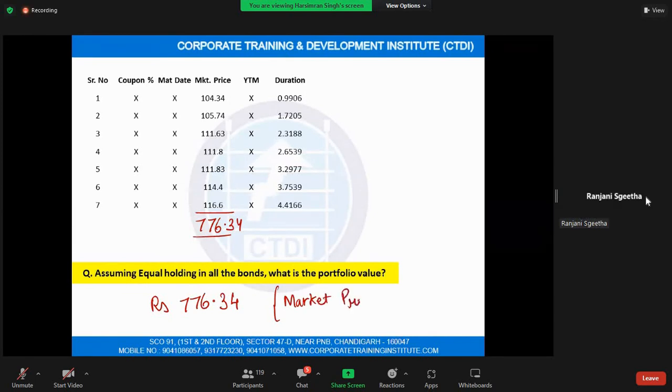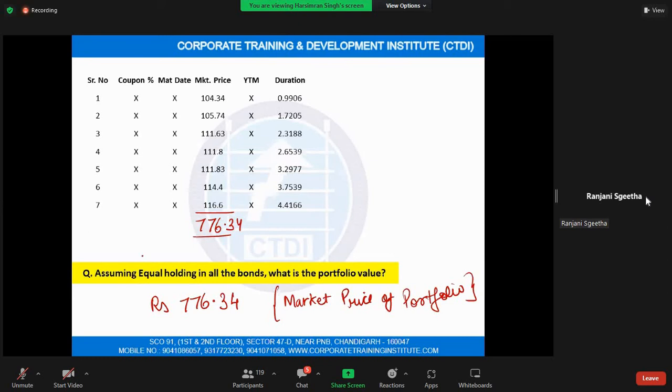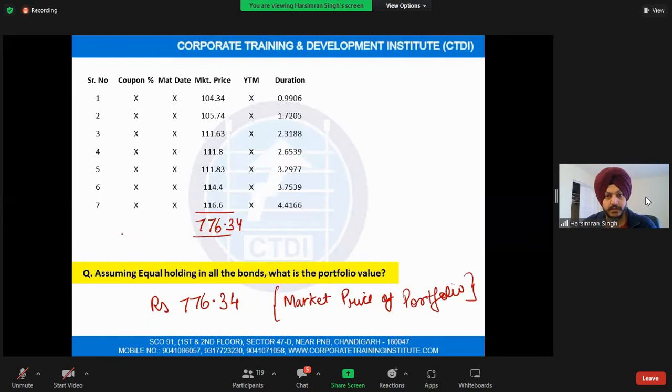Sir, why have the remaining columns been masked? Ma'am, we don't need this data. It was a very big question, so I don't have the exact proper data. So I just marked them as XXXXX. Okay. Now, shall I proceed?